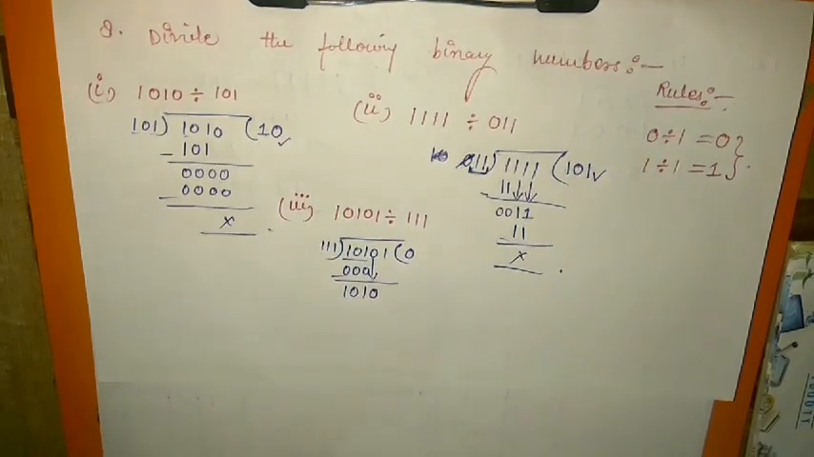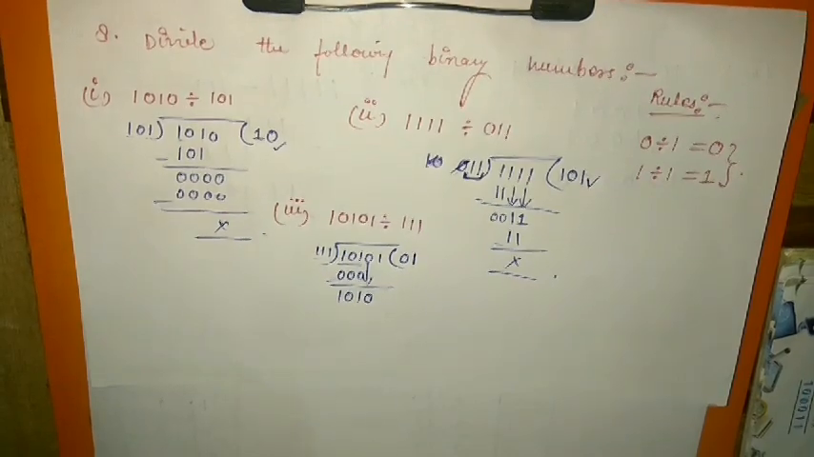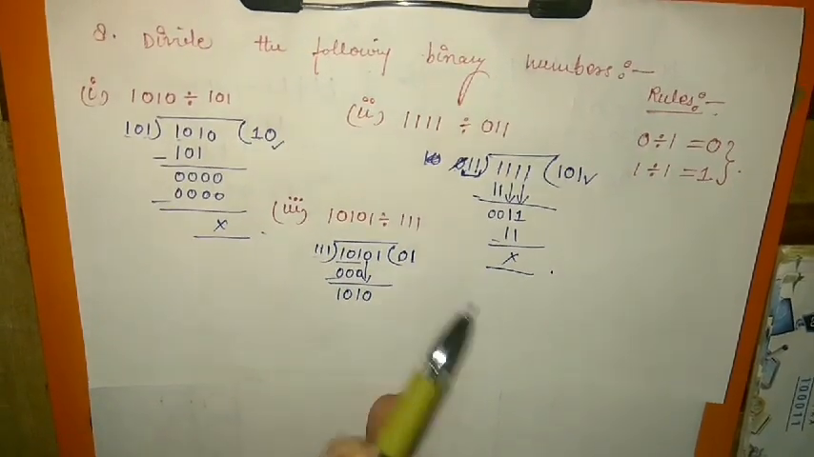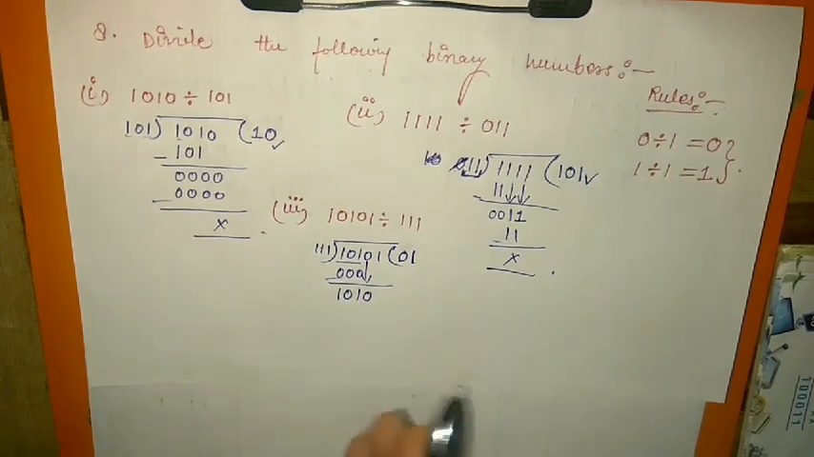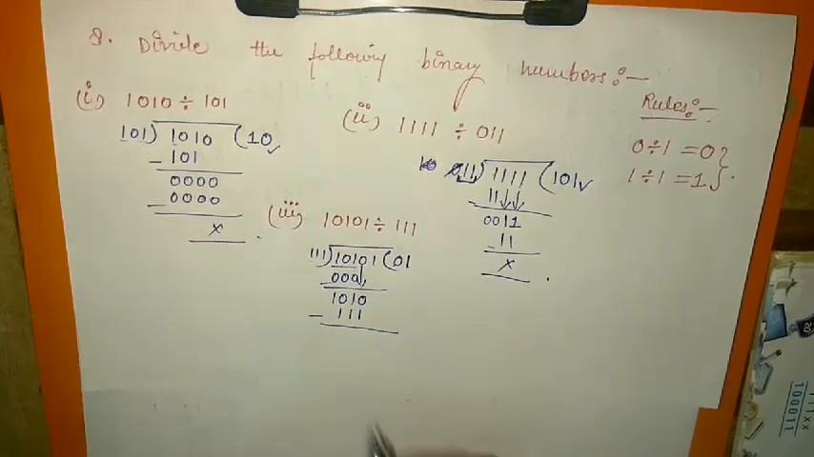Okay, now what you are going to do, you just multiply it with 1. Yes, you don't have any other choice. Either you multiply it with 0 or you multiply it with 1. So now if you multiply it with 1, you will be getting the exact number 111. Yes, now do the subtraction part.